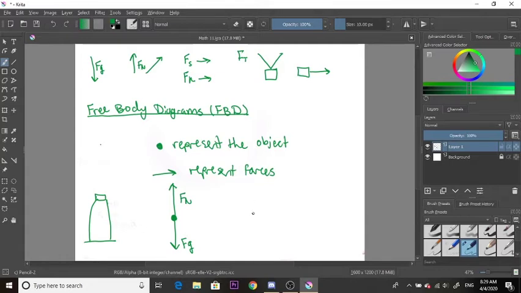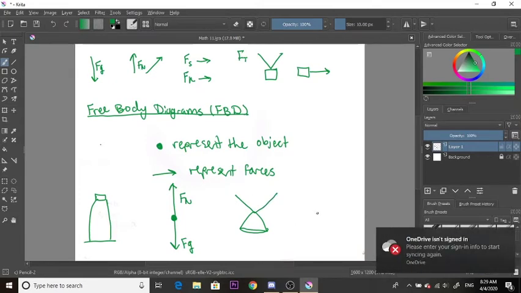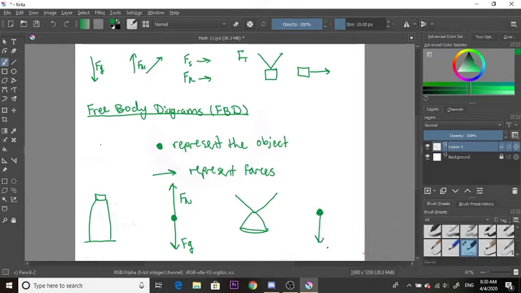Now, let's say that we have a lamp that is suspended by two cables. Let's draw the free body diagram for this one. So again, this dot represents our lamp. We have gravity pulling down. And we have these two wires holding it up. So we're actually going to have two different tension forces. So we can label them FT1 and FT2. And those are going to be at the angle that the cables make when they encounter the lamp.